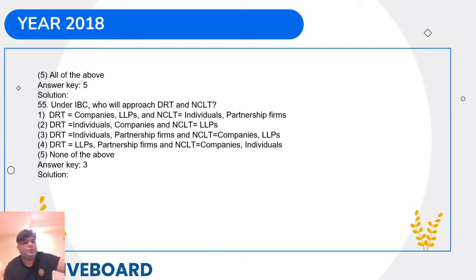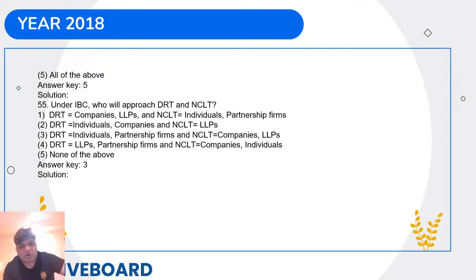But if you are an individual proprietor, if you own the business individually speaking, then you will approach the DRT, that is Debt Recovery Tribunal. So quite naturally the answer is DRT is equal to individuals, partnership firms, and NCLT is equal to companies and limited liability partnerships. Correct.